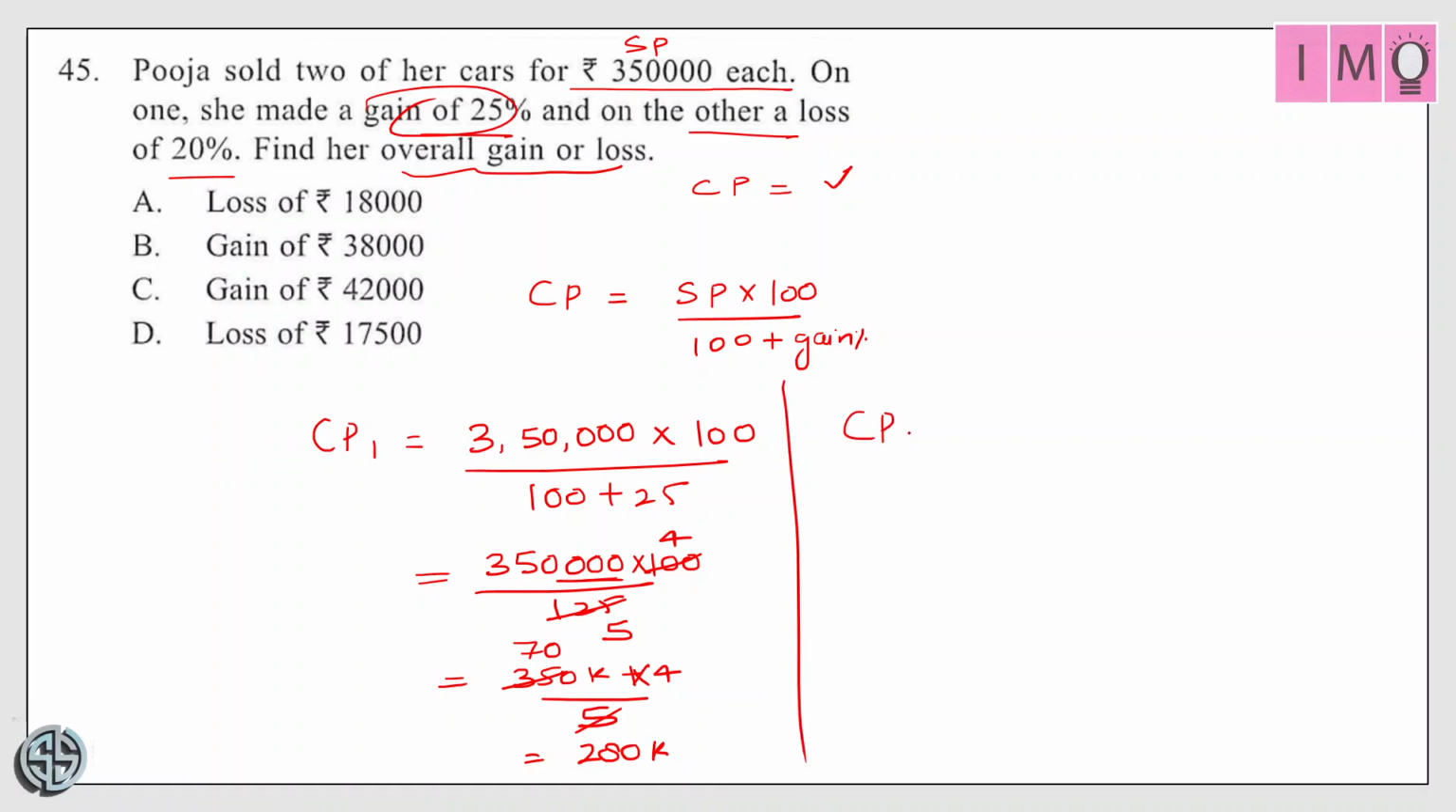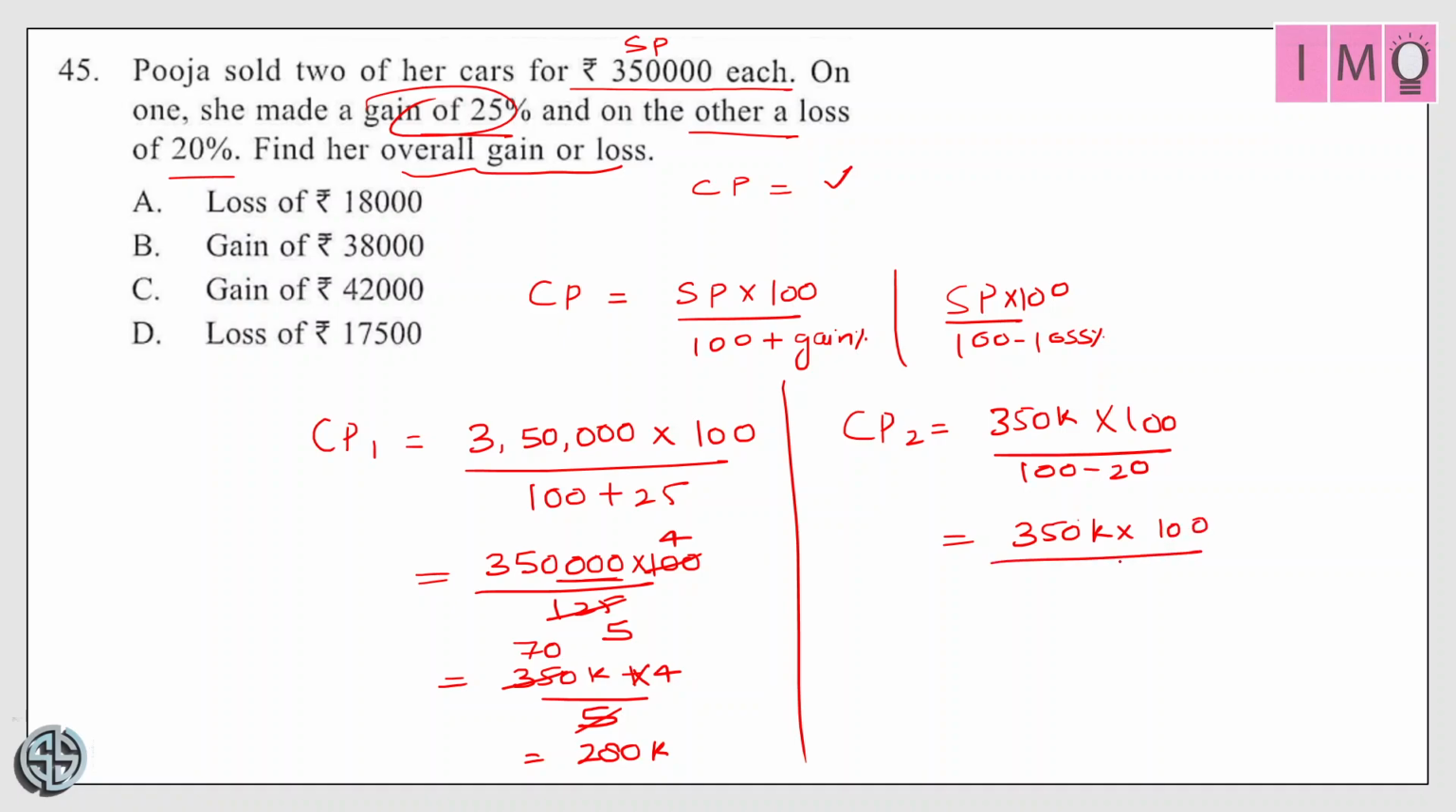Now similarly, if you are finding the cost price for the second article, you will have to use the formula SP into 100 upon 100 minus loss percent, because on the second she is having a loss of 20%. So SP I am writing 350k, because 350,000 I am writing as this, into 100 upon 100 minus loss percent, and loss is 20, so you have to write 100 minus 20. Now we have to solve 350k into 100 upon 80. So 4 20s are 80 and 4 25s are 100. When you solve further, you will get the answer, 2 2s are 4, it will become 175.